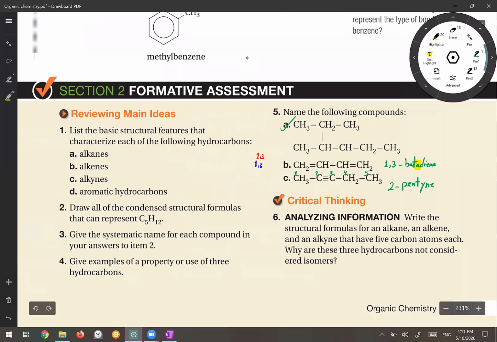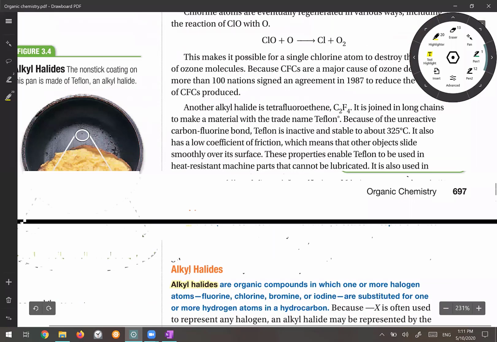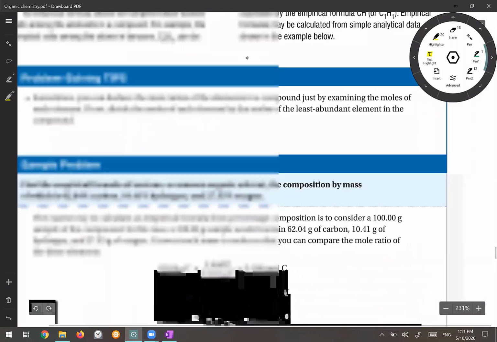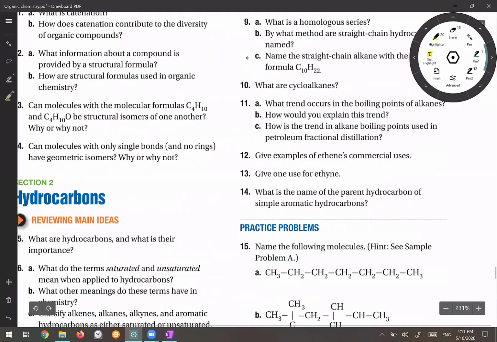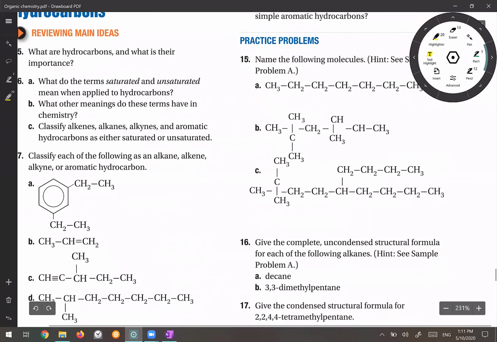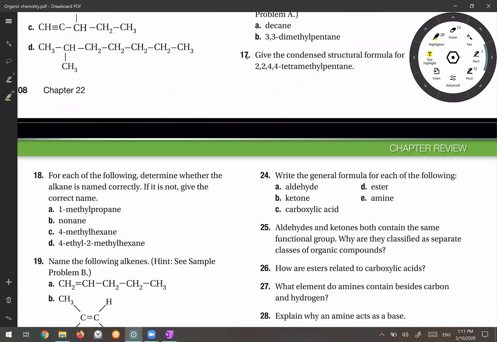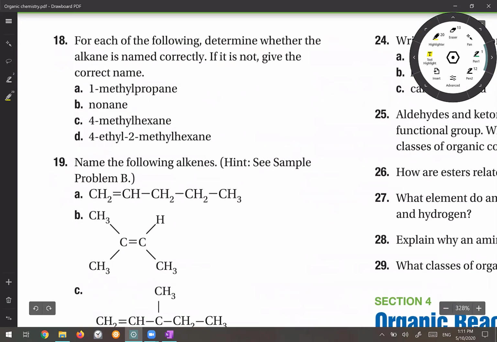Now let's go to the chapter review and do some practice on the name of the alkene and alkyne. We have done the alkanes, we have named the alkanes. Question number 15, we have done 16, and we have done it up to question number 18. Now, let's go to question number 19 and name this one.